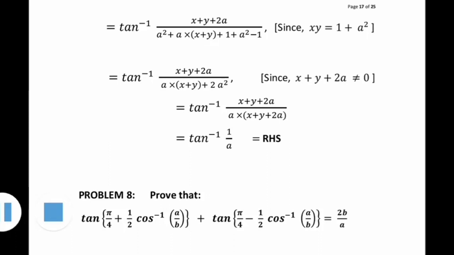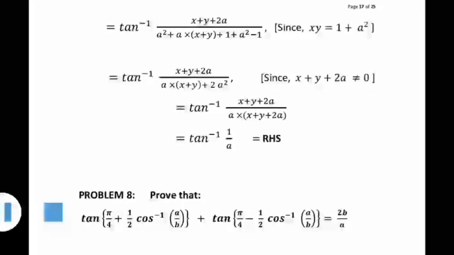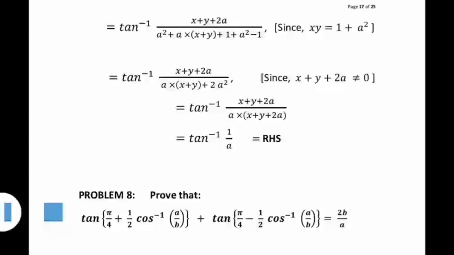Since it is also given in the problem that x plus y plus twice a is not equal to 0, it can be deleted from the numerator and denominator, and accordingly we get the final step, that is tan inverse 1 by a, which is our right hand side.